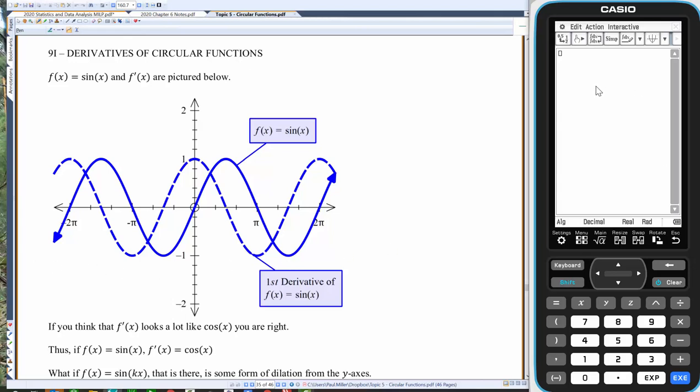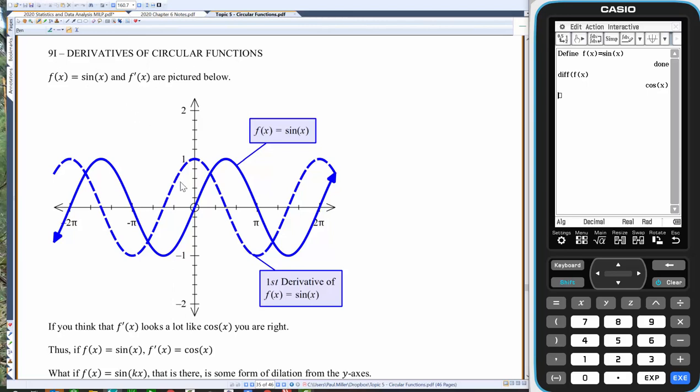Just going to try something on the calculator here. f(x) equals sin x, and what I'm going to do is differentiate sin x. It's cos x. Why? Well, what we're going to do today is look at derivatives of circular functions.